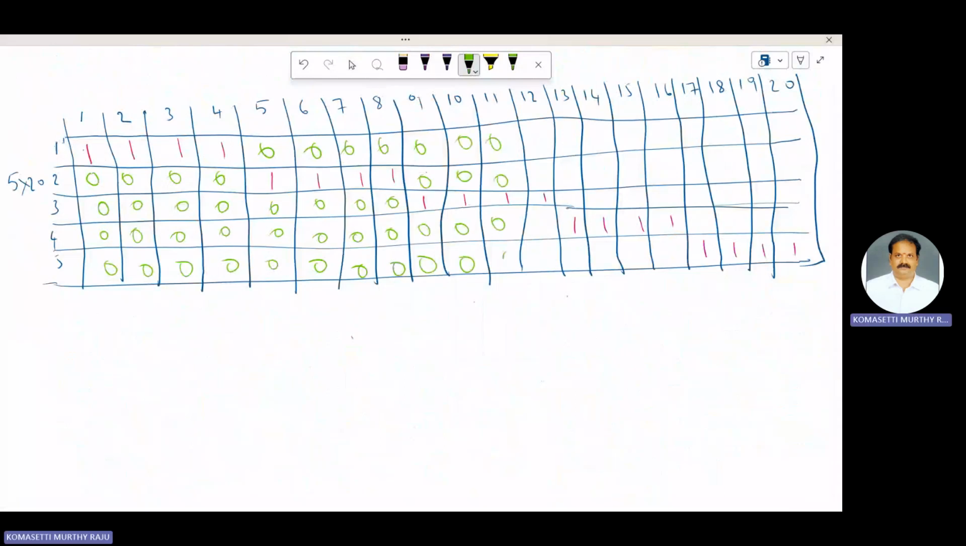Here zeros, the remaining are zeros. This is the sparse submatrix. Less number of non-zeros means ones, more number of zeros. Coming to the next submatrix.